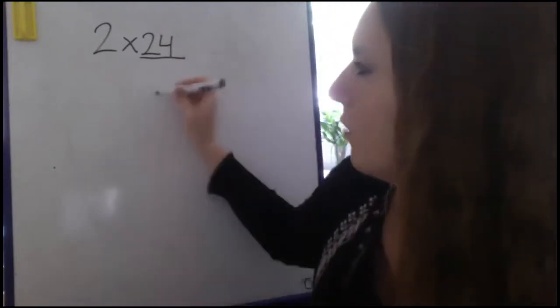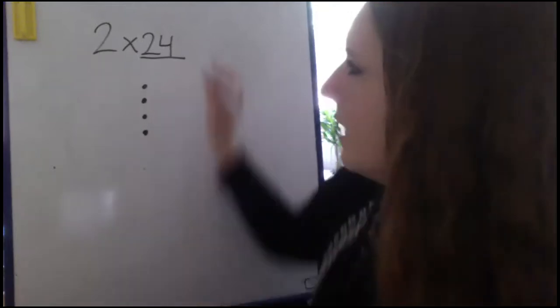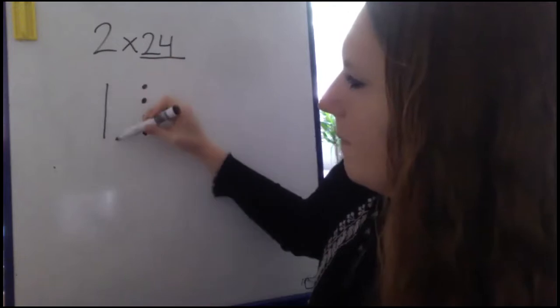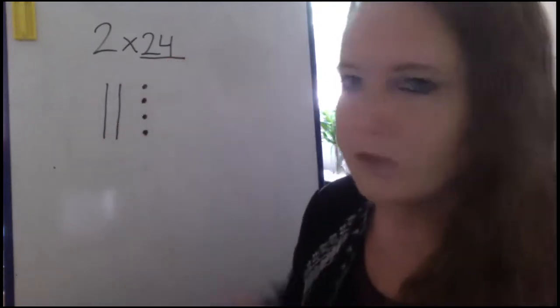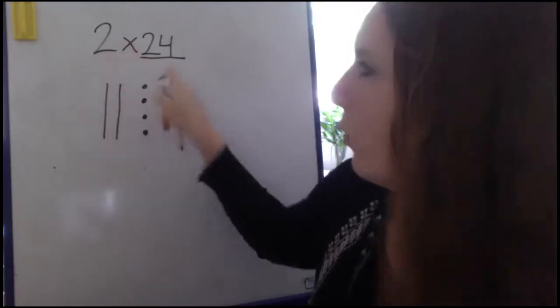So I'm going to draw 4 ones. Remember, we represent our ones using dots. And how many tens? 2 tens. So 2 big lines here. So that is 24. Now this is telling me I have 2 24s.